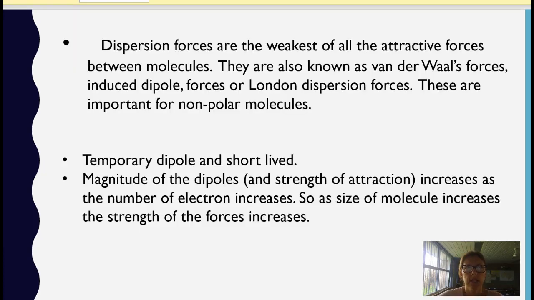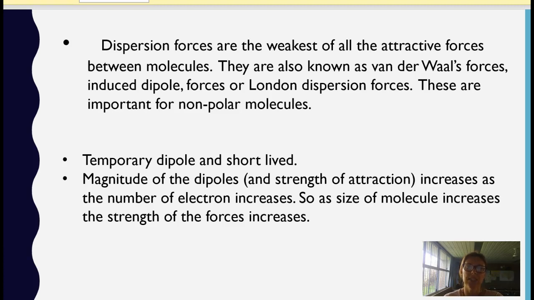So because these electrons are in constant random movement, they could be anywhere within that electron cloud, or the electrons can be evenly distributed. So that makes it a temporary dipole rather than a permanent dipole. And it also is quite short-lived. They can be moving in one instant in one place, in another instant in another. So they're constantly being formed. These bonds are constantly being formed, and they're constantly being broken.